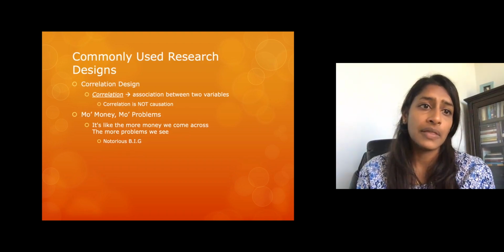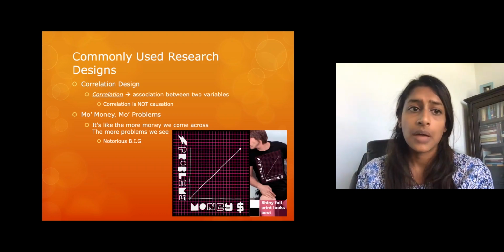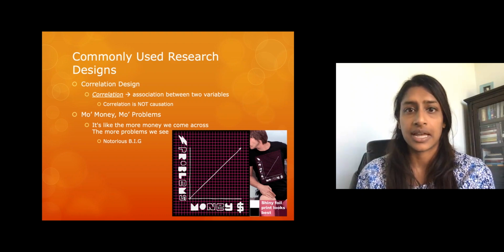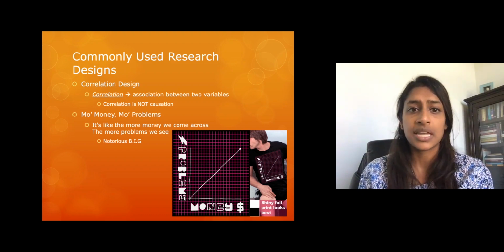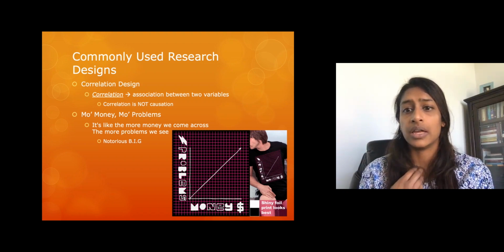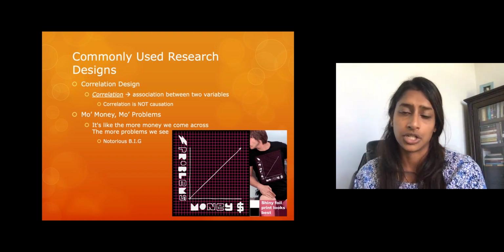So there are some commonly used research designs, and I think that we should be aware of them. The first one being a correlational design. Correlation is when we see an association between two different variables. It is important to remember that correlation is not causation.